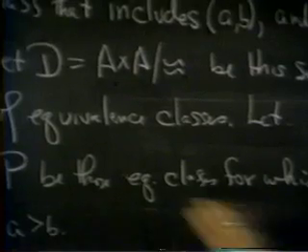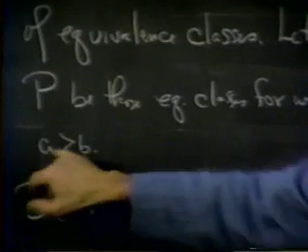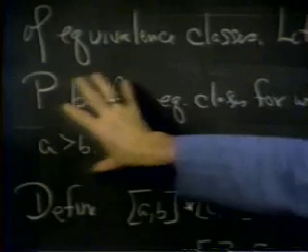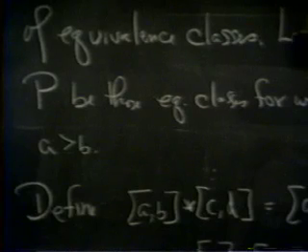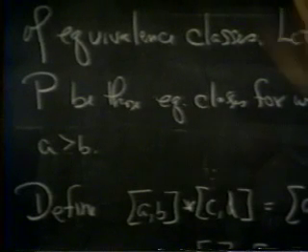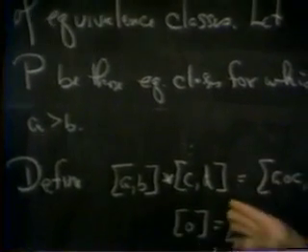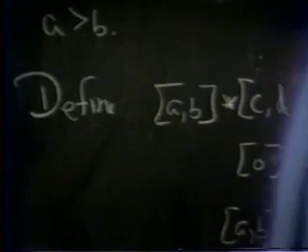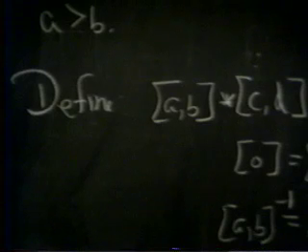And I'll let P consist of those equivalence classes for which the A element is strictly larger than the B element. In other words, P represents the class of positive differences. Now, it's on this structure of equivalence classes that I'm going to define an operation and an ordering that will wind up being an Archimedean ordered group. So it's the differences that are going to have the group structure.